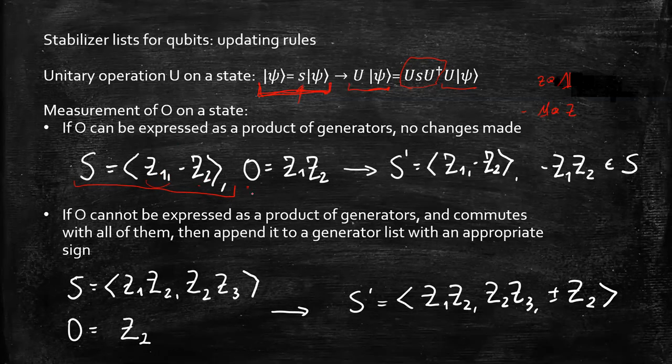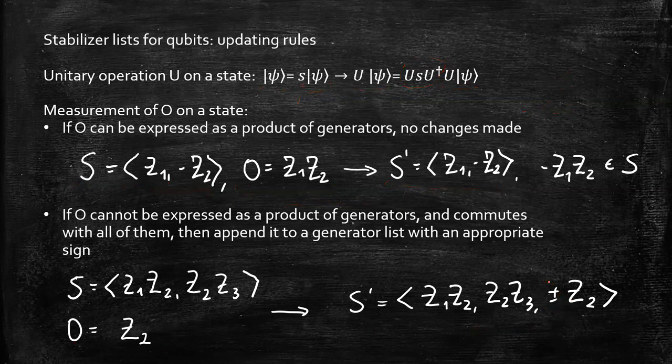And then if you measure something that can be expressed as a product of the stabilizers, then the list of stabilizers does not change. On the other hand, if you measure something that cannot be expressed as a product of generators, but this thing commutes with all of the generators, or all of the members of the stabilizer group, then you just append this operator that you measured to the list of stabilizers with the sign corresponding to the outcome of the measurement.